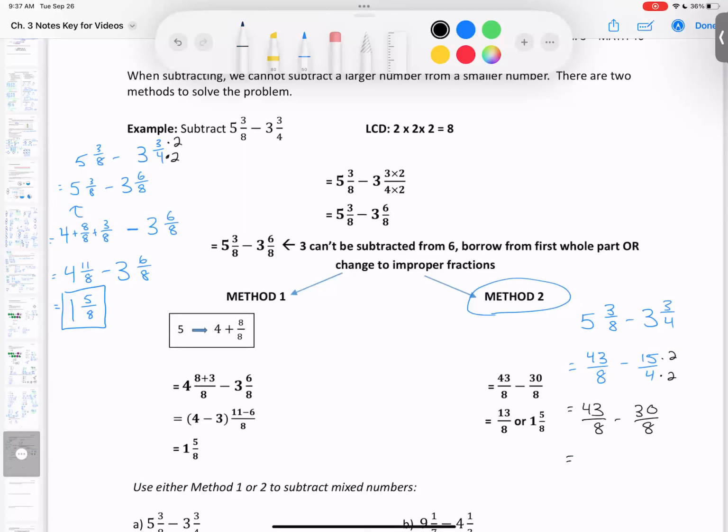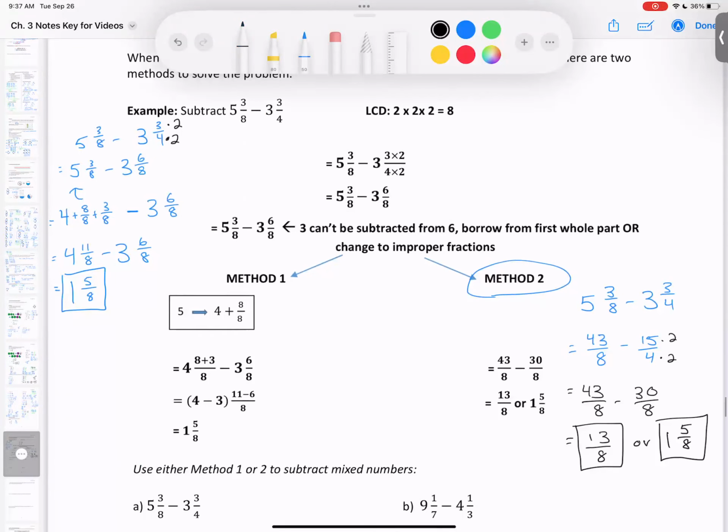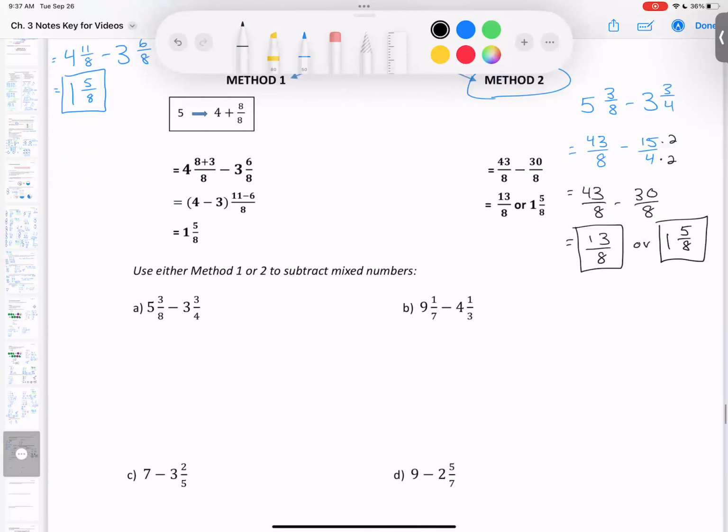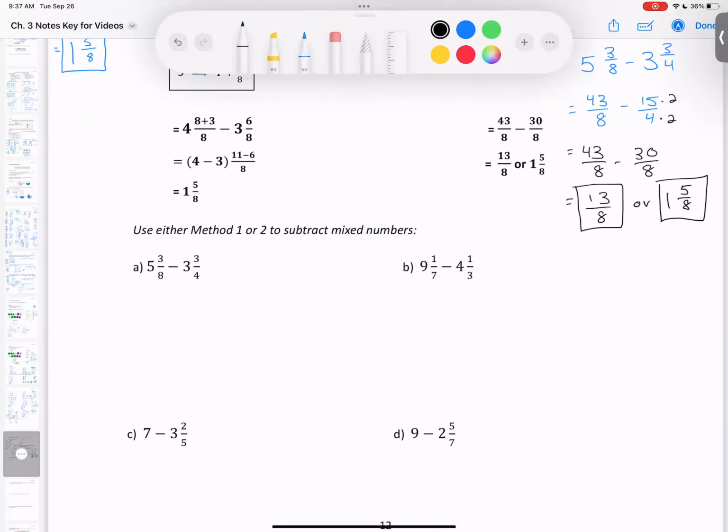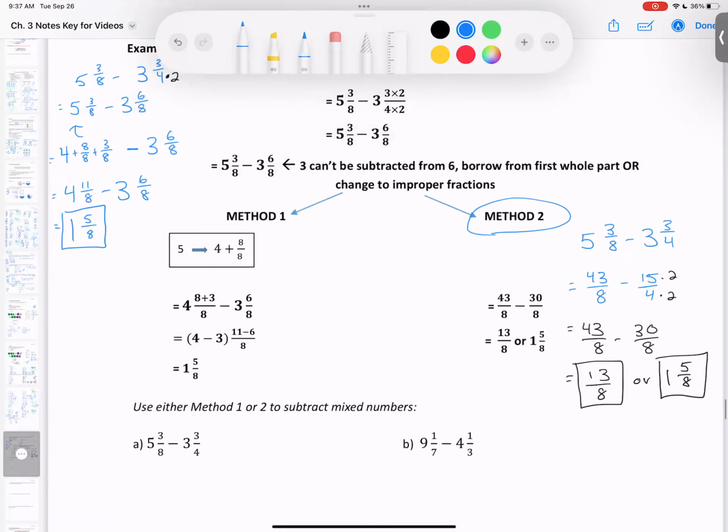And so I can do that subtraction, 13 over 8, and that would be my final answer, or I could convert to a mixed number, which will give me 1 5/8. So you can see either way, we end up with the same answer at the end. But in the one case, you may have to borrow depending on your numbers. So this is to use either method 1 or 2 to subtract these numbers. So let's start with method 1. So, oh, that's the same as the example, isn't it?